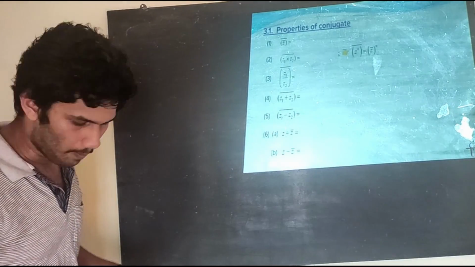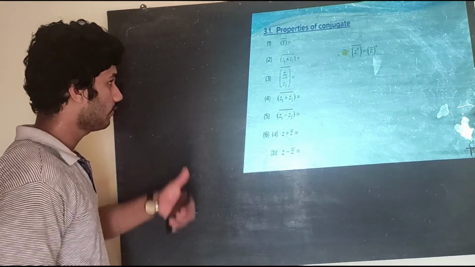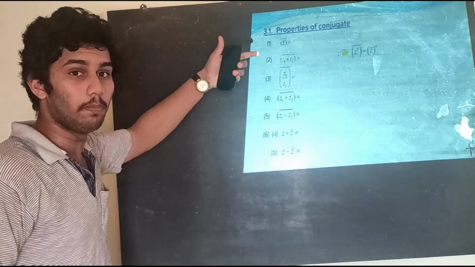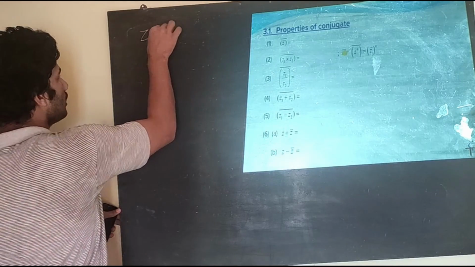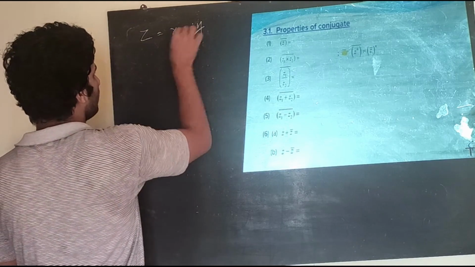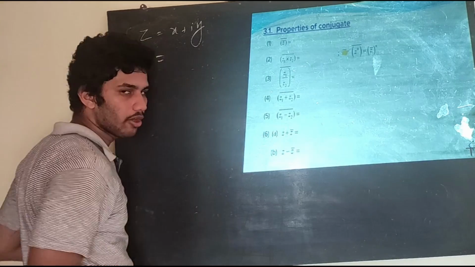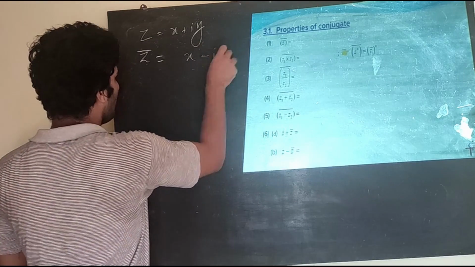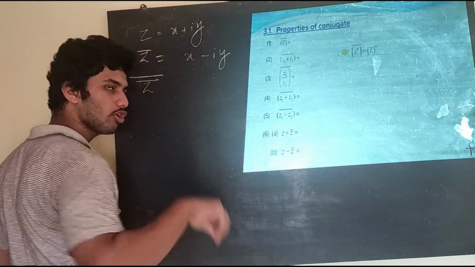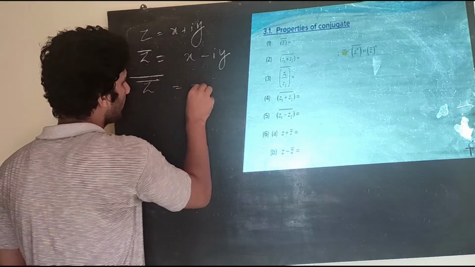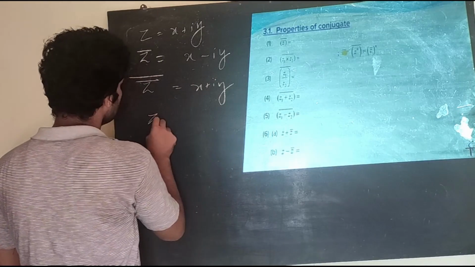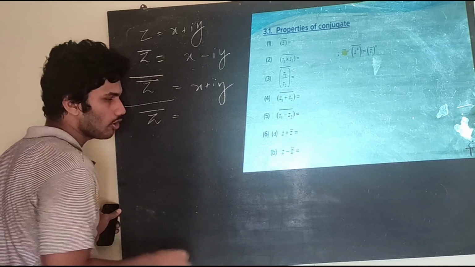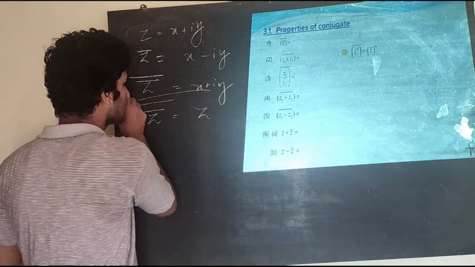Now, we'll learn the properties of conjugate. First of all, z bar the whole bar. If I take z is equal to x plus iy, the conjugate of this will be x minus iy. Again take the conjugate of the conjugate, that will be x plus iy again. That means when you take the conjugate of a complex number twice, you get the complex number back.